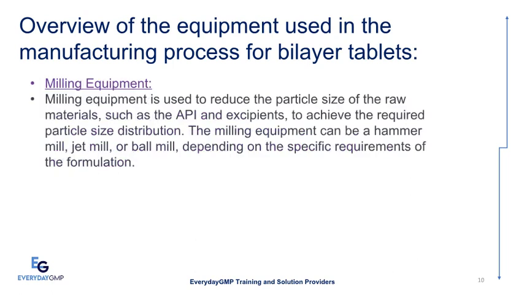First is the milling equipment. Milling equipment is used to reduce the particle size of the raw materials, such as the API and excipients, to achieve the required particle size distribution. The milling equipment can be a hammer mill, jet mill, or ball mill, depending on the specific requirements of the formulation.